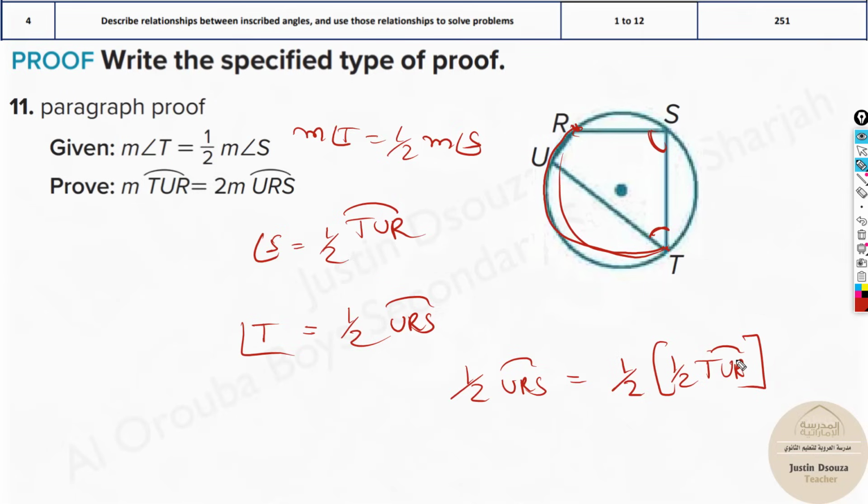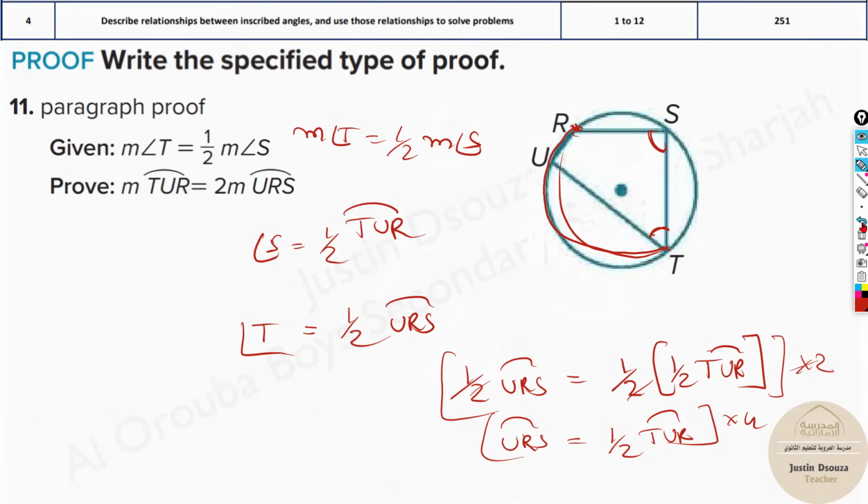Now let's multiply throughout by 2. So what happens is this half cancels out if you multiply throughout by 2. So it will be arc URS is equal to half. See 1, 2 and this cancels and this also cancels. You're remaining with half TUR. Now over here they have asked you for value of TUR. So multiply again by 2, or you can multiply in the first attempt by 4. Sorry. Now we have to multiply by 2 because we already did 2. You will have 2 URS is equal to TUR. The measure of arc TUR is equal to 2 times the measure of URS. This is the proof.